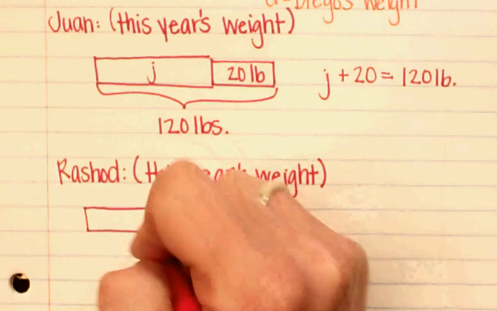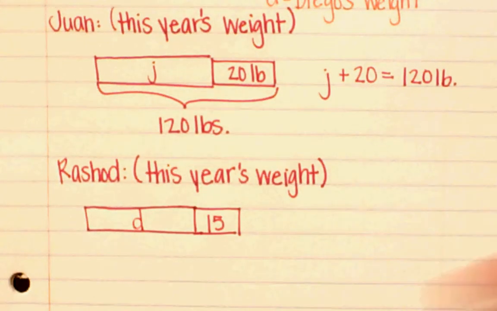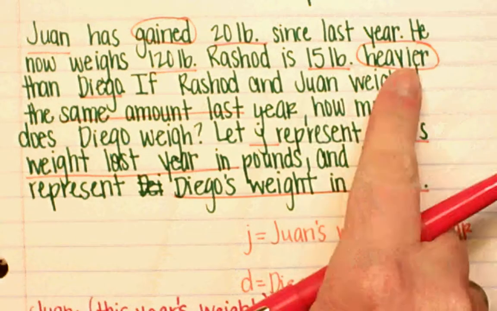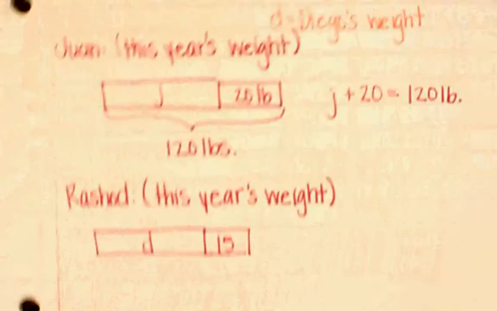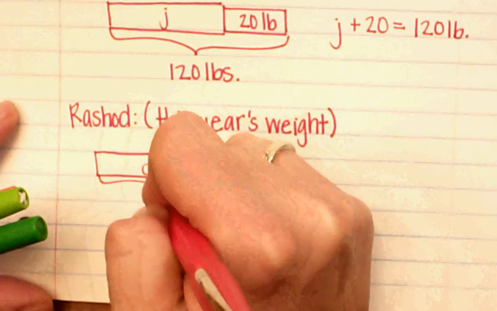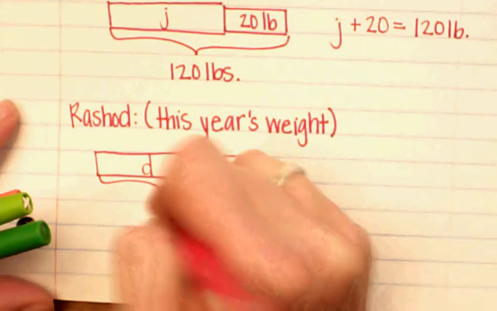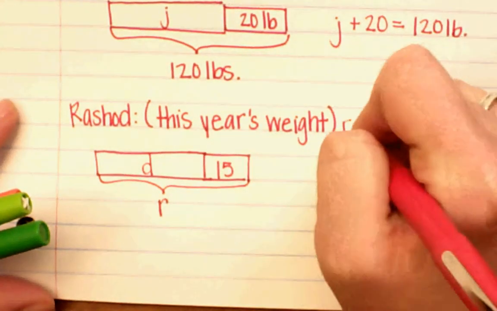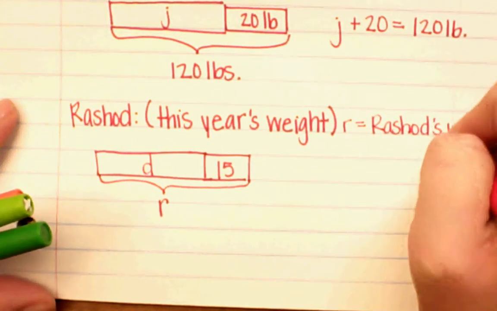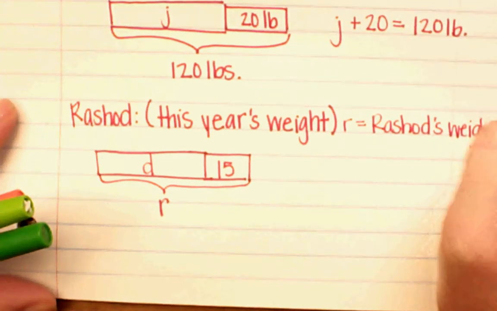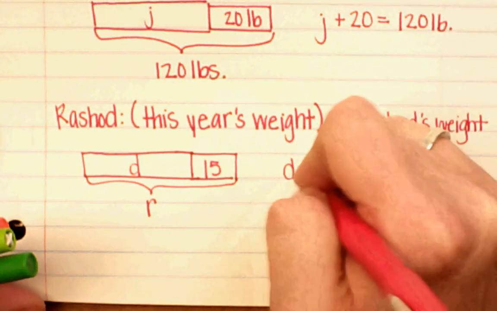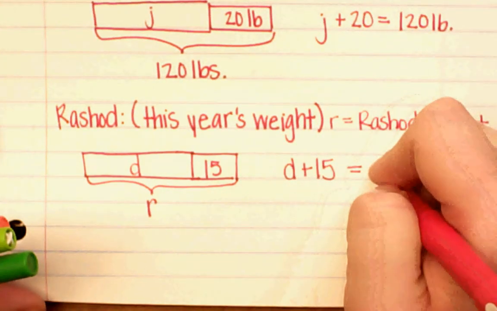Well, that box technically represents Diego's weight, because what we were told in the information up here is Rashad is 15 pounds heavier than Diego. So all I know is it's Diego's weight plus 15. That's all I've got. So this would be represented by R, R equaling Rashad's weight. So the math problem here would be D plus 15 equals R.